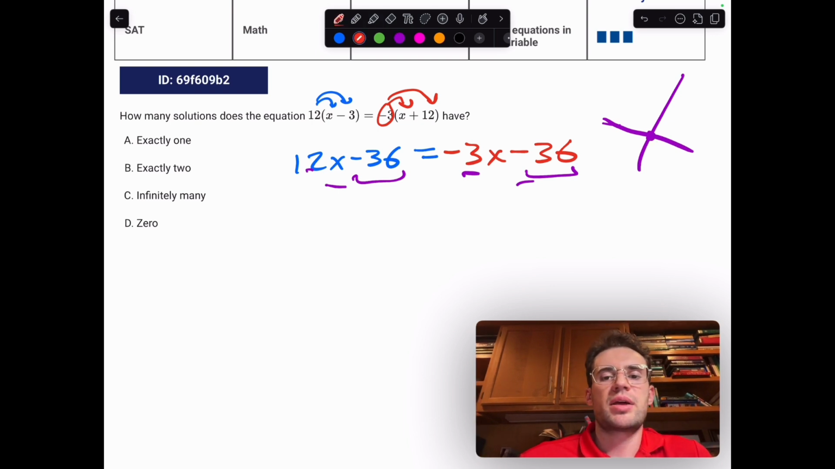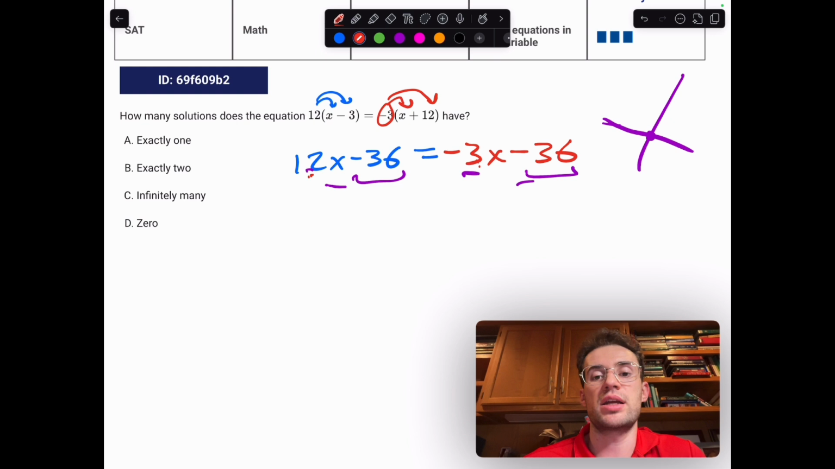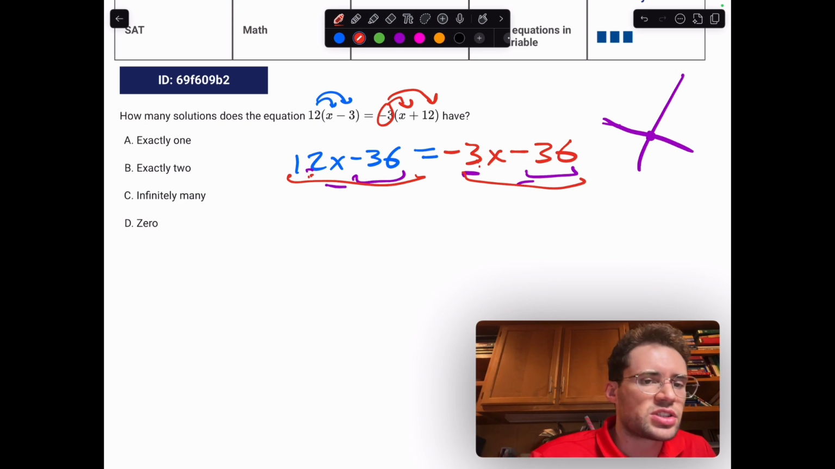So the only time that it's zero solutions is if they have the same slope, or the same coefficient in front of the x, but different constants. It's infinite solutions if it should be identical on both sides, or you should be able to manipulate it to be identical, whether that means distributing or whatever. In this case, it's neither of those weird cases, so it's exactly 1.